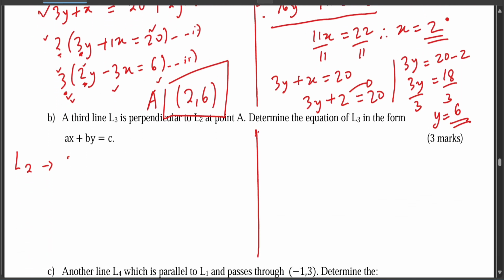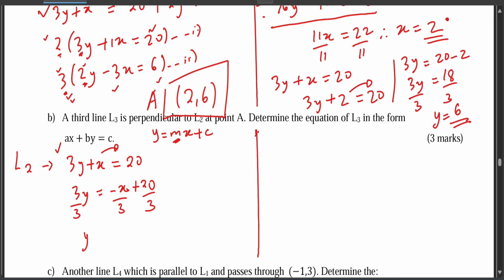So 3y plus x is equal to 20. Now for you to get any equation, lazima mwanzo ujue gradients. So let's first search for the gradient of L2 by writing it in this form, y equal to mx plus c. Once you've written it in this form, ukipata m, that m is your gradient. So 3y positive x peleka the other side, so itakuwa negative x plus 20, then divide by 3, y equal to negative x over 3 plus 20 over 3.